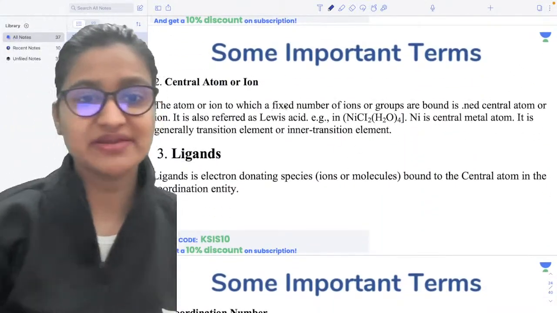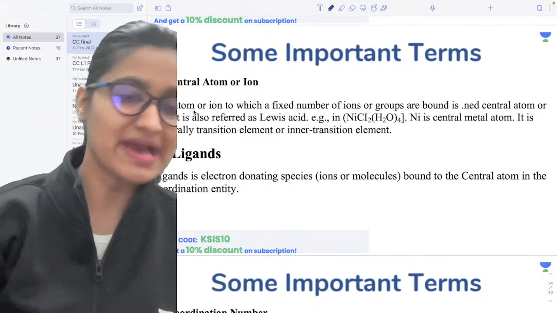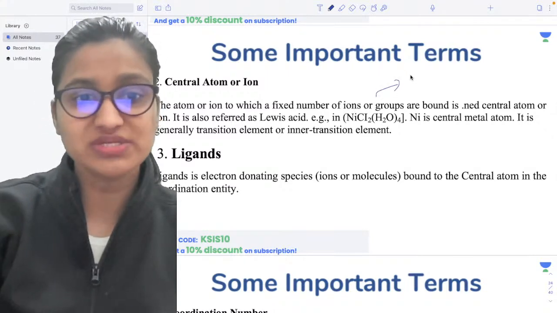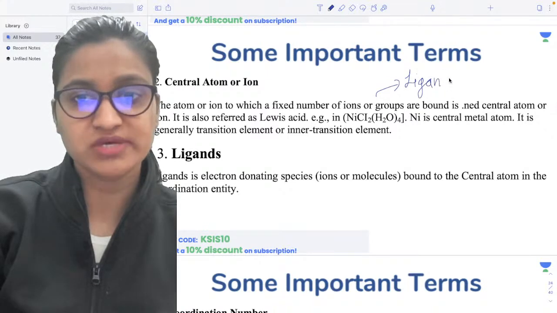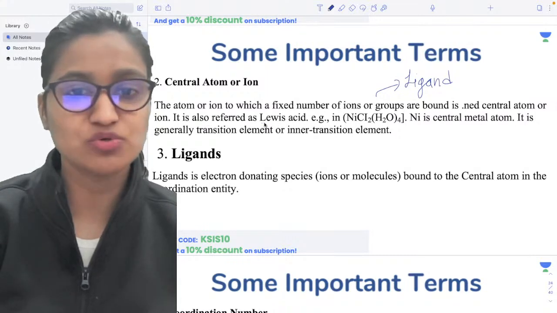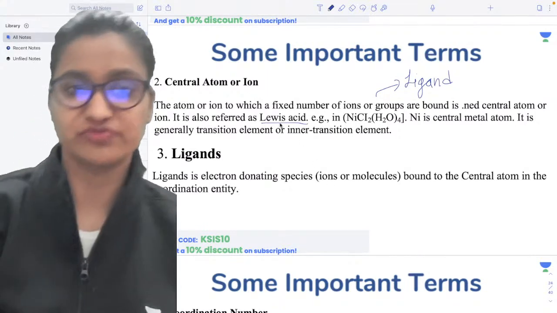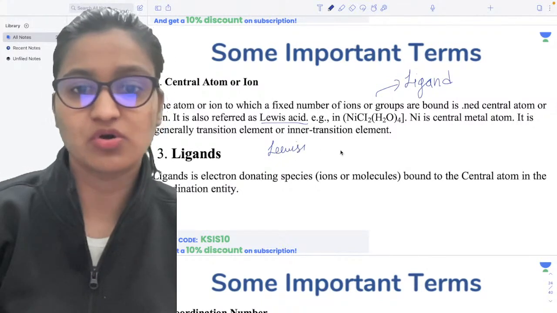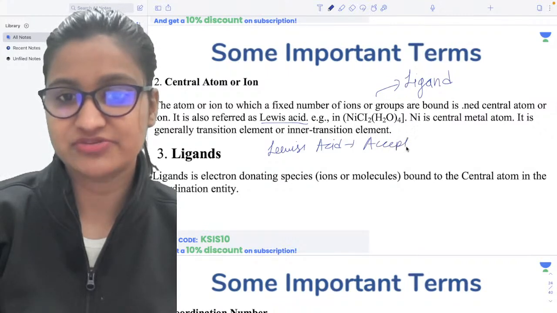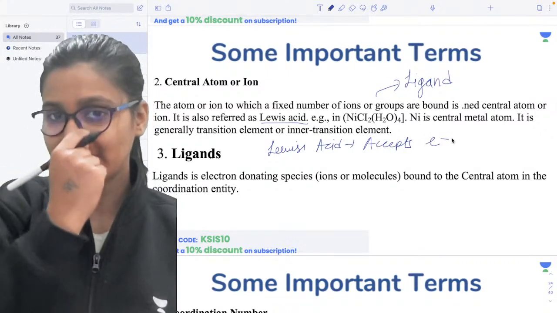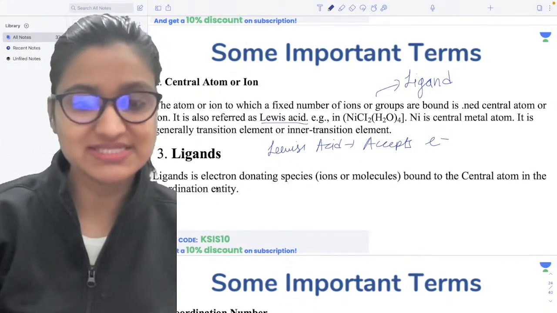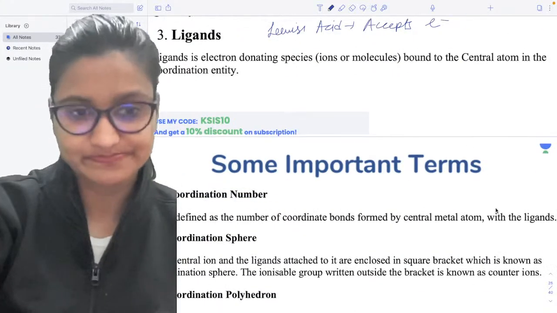Now, central atom or ion. So you can see here the atom or ion to which a fixed number of ions or groups are bound. So these are what? These are ligands. The groups that are bound, what do you call them? You call them ligands, right? It is also referred to as Lewis acid because it accepts electrons. Why Lewis acid? Because it accepts electrons, right? It accepts electrons, correct?